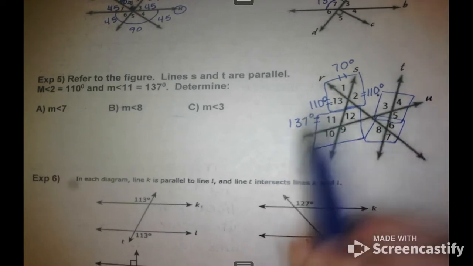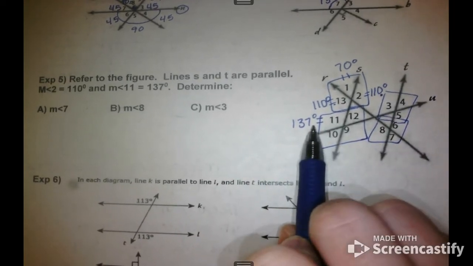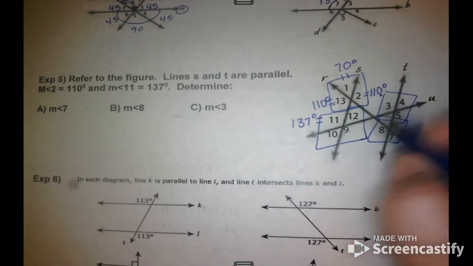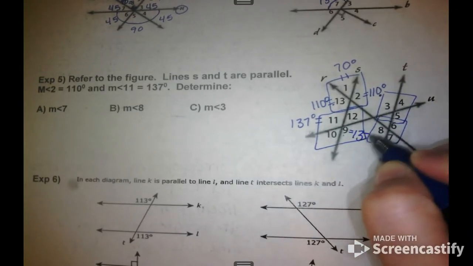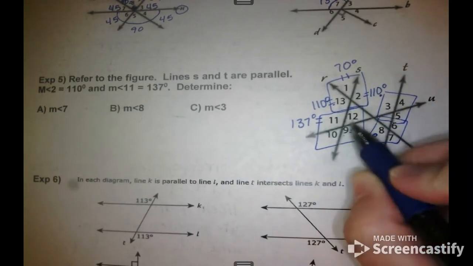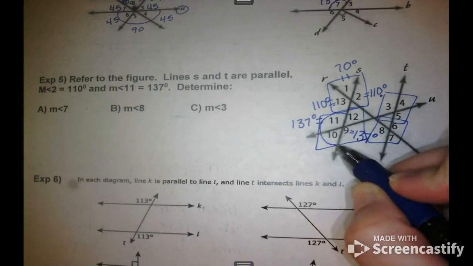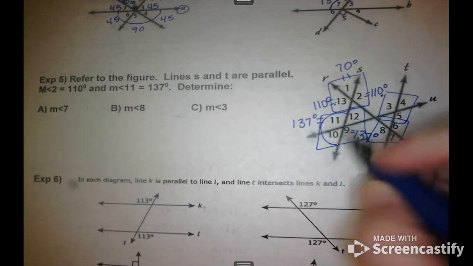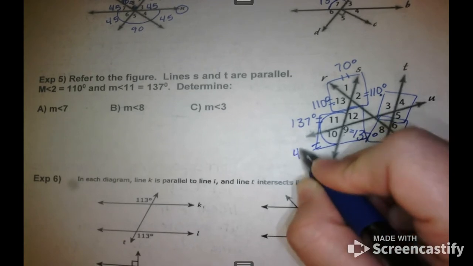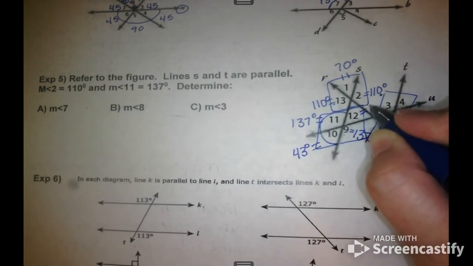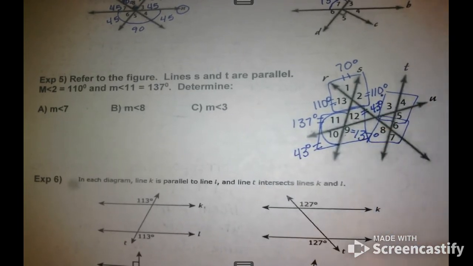Okay. So if angle 11 is 137, what is angle 9? 137. Okay. Well, 137 plus what gives me 180? 43. So that means 12 is equal to 43.